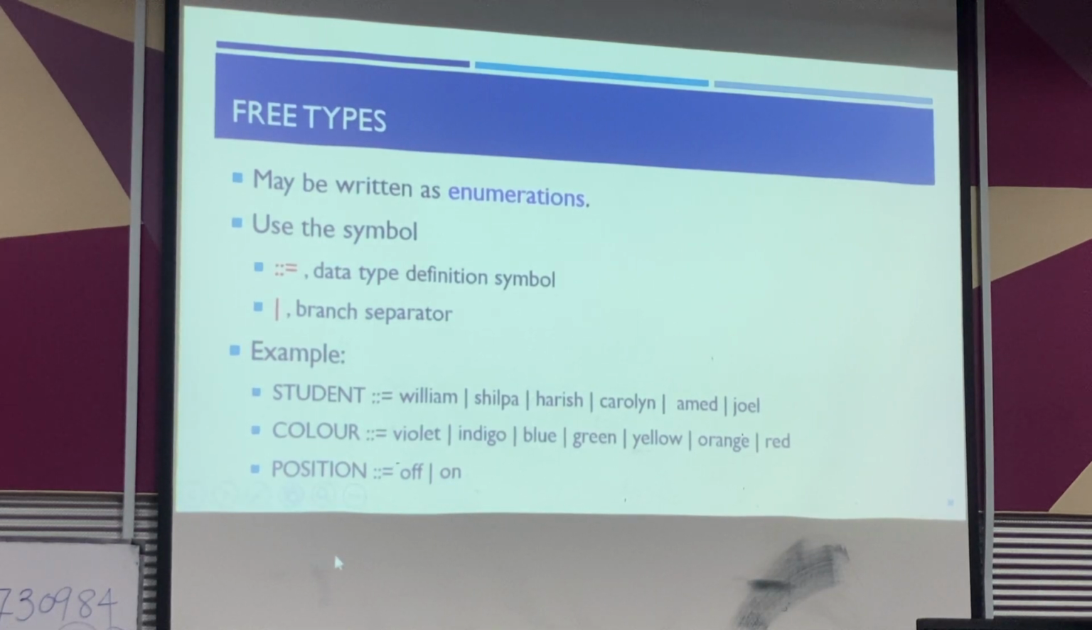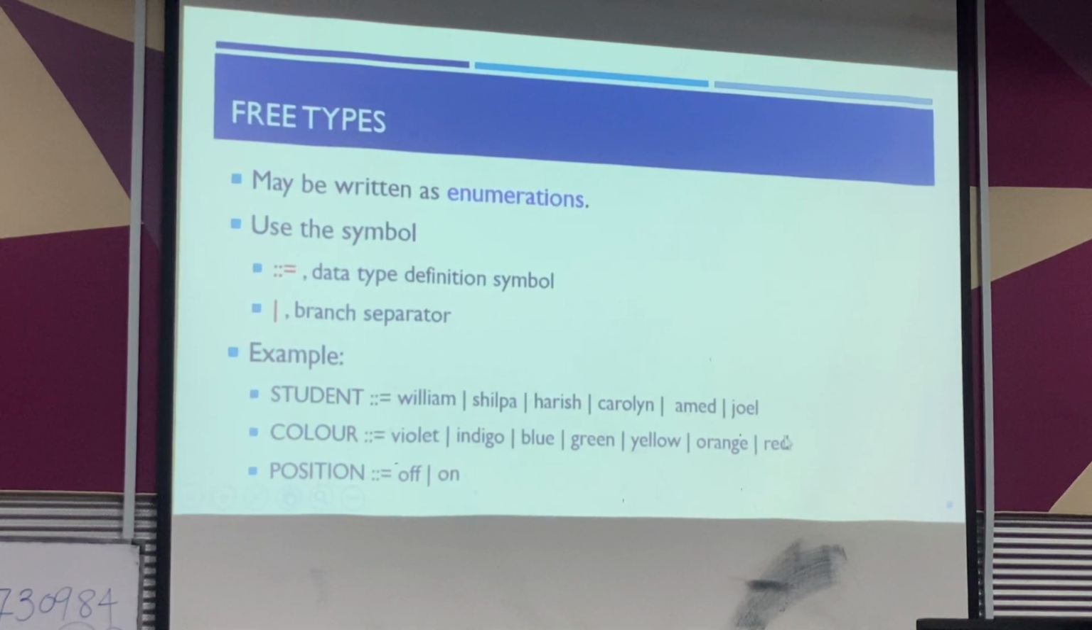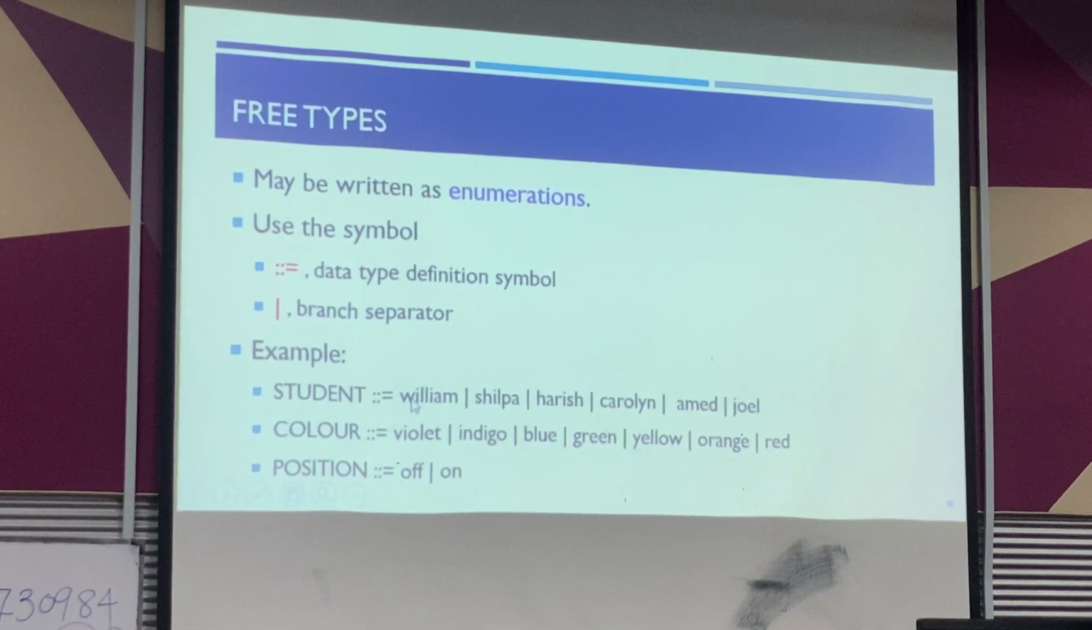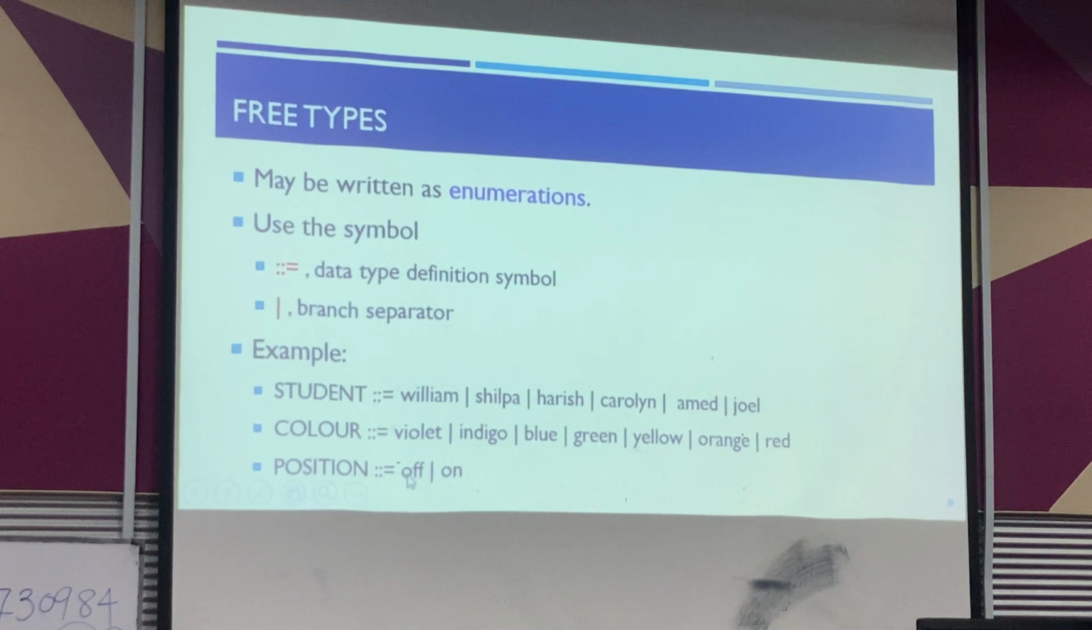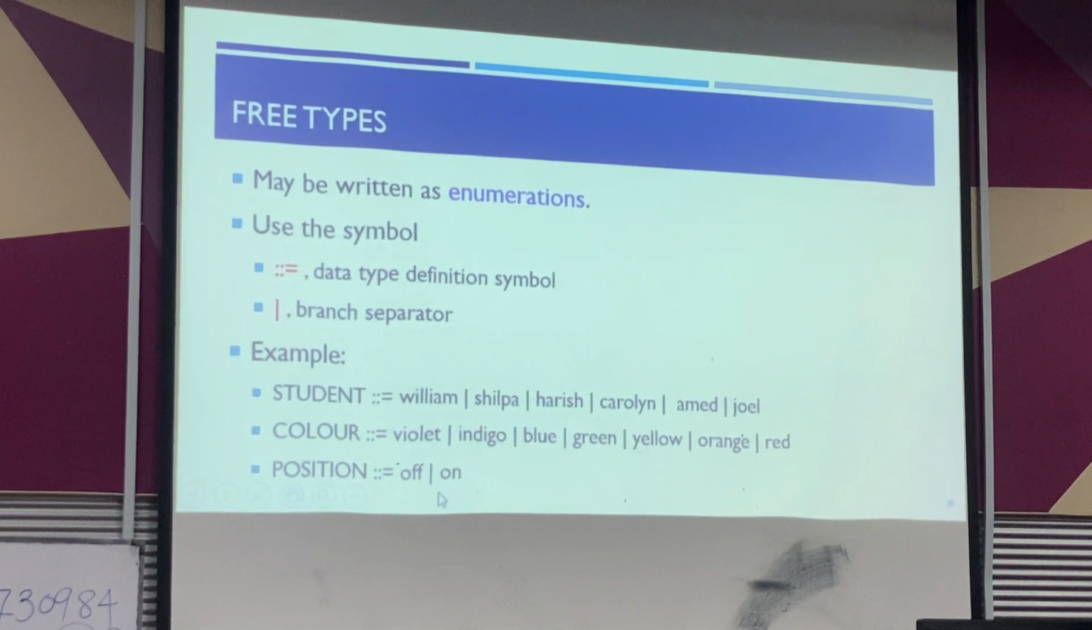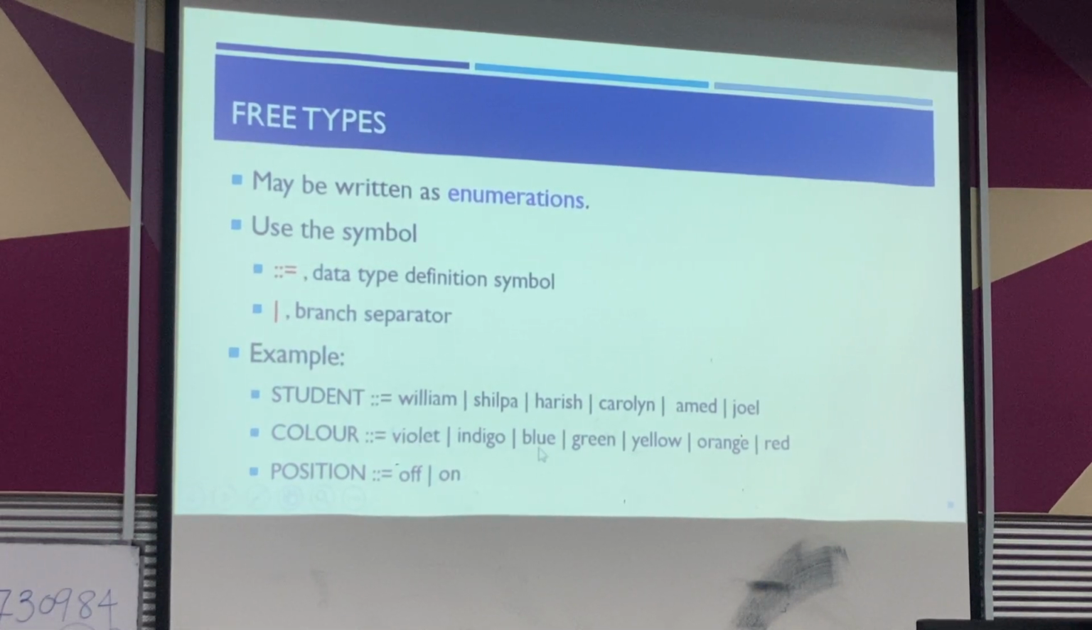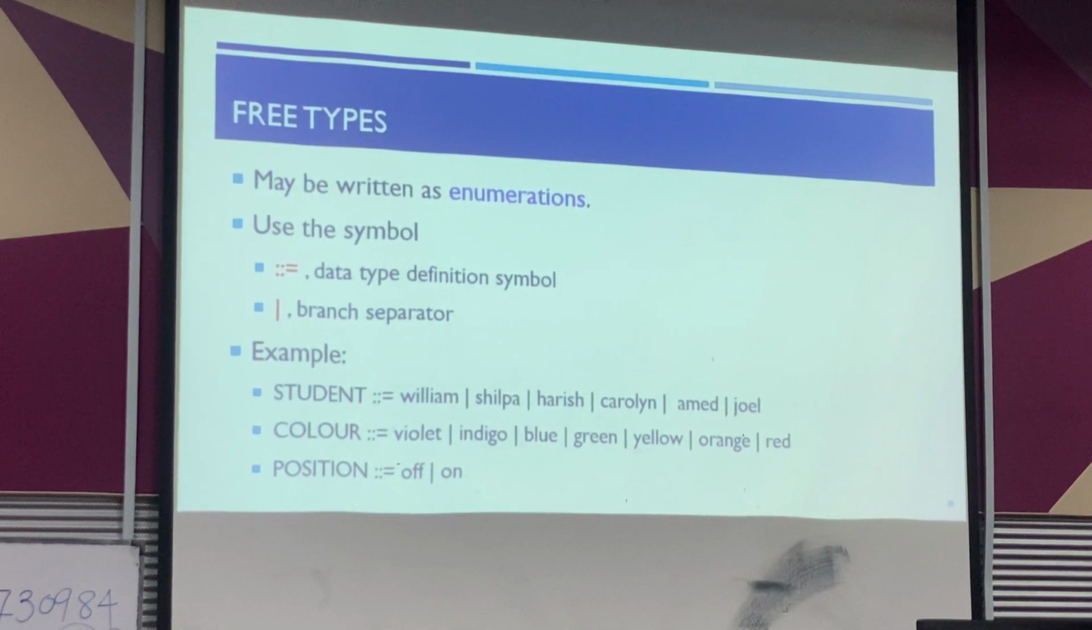After that, this is your choices. So you put colon, colon, equal, then you have choices separated by the branch separator. For example, off, on. So you separate them by the branch separator. Whatever you have here, my suggestion is, remember what you have to put inside the choices.